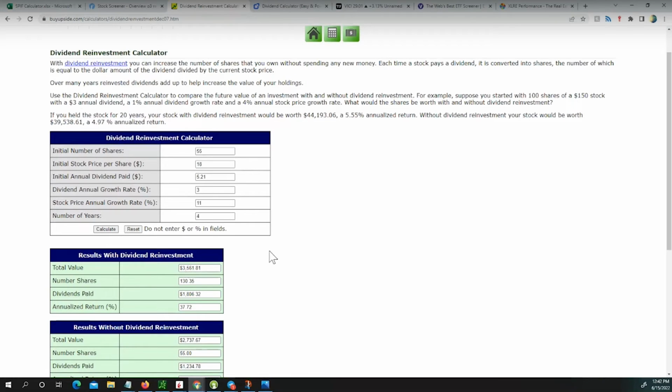So the total value of that investment, without you taking out the dividends, would have grown to $3,561 from $1,000 invested. So that's 3 times growth, at least 3.5. Your shares would have grown from 55 to 130 shares. Dividends paid would have been $1,800, which is almost double how much you had invested in this REIT. You'll get double of that in just dividends in that time frame. And then annualized return, you're looking here at 37%.